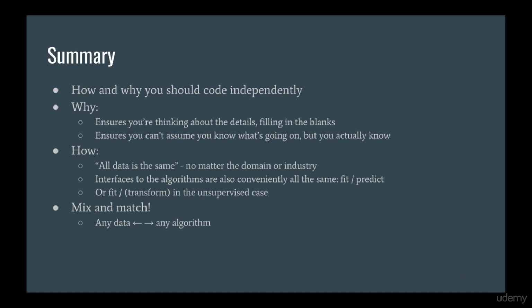Next, we talked about how. We talked about how all data is the same, and it doesn't really matter what domain or industry your data is from, the same algorithms all apply. Next, we looked at the interfaces to the algorithms, which are also conveniently all the same. So we have a kind of mix and match type of scenario, where we can input any kind of data into any kind of model. For example, you can use linear regression with financial data, or you can use a neural network on ecological data. All data is the same, and all models have the same interface.